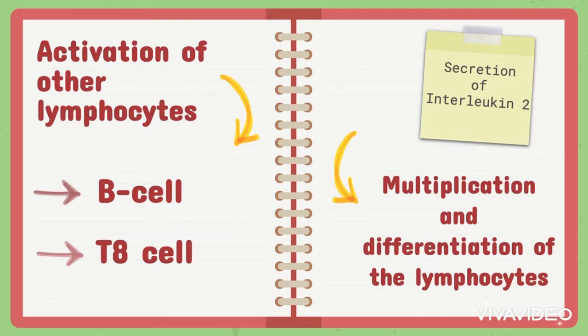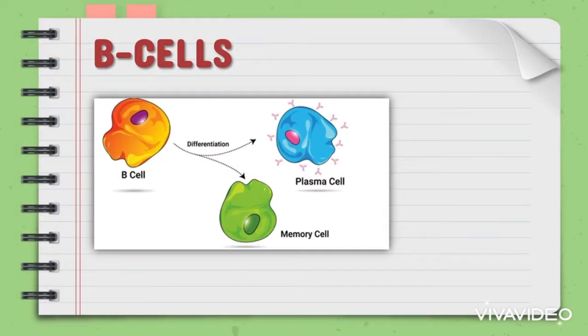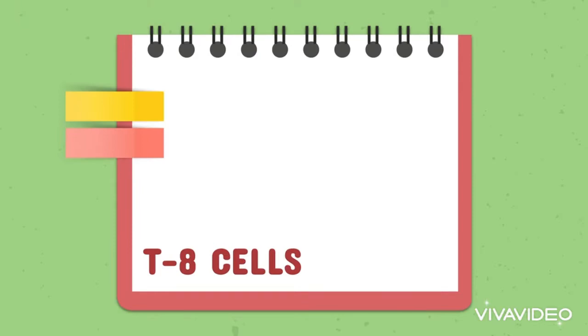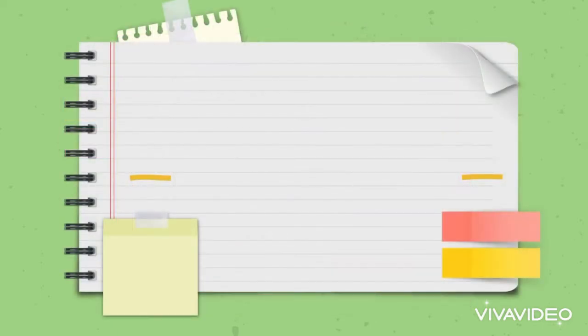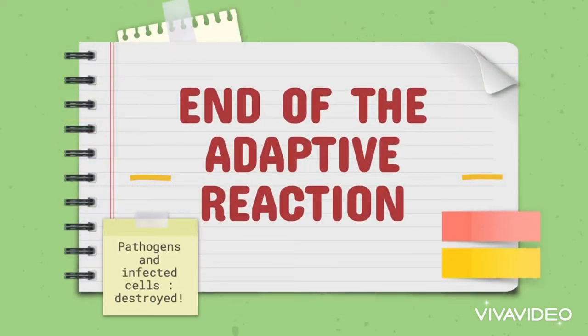So some B cells will become memory lymphocytes and the others will transform into plasma cells. And plasma cells can create antibodies which can eliminate antigens in the blood by phagocytosis. The T8 lymphocytes will become either cytotoxic lymphocytes or memory lymphocytes. Cytotoxic lymphocytes can destroy infected cells by puncturing the cell. The adaptive reaction ends when all the viruses in the blood and all the infected cells are destroyed.